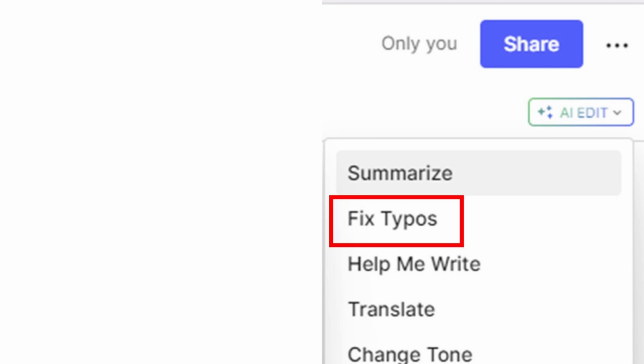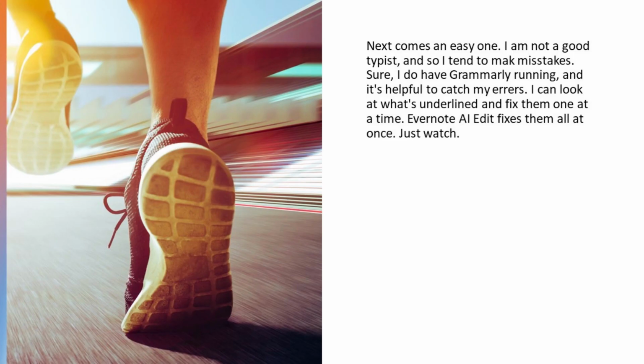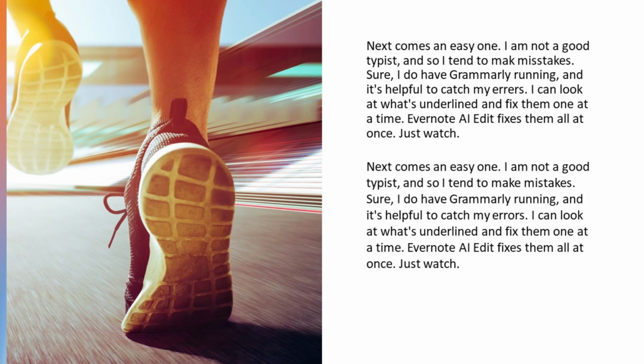I am not a good typist and I tend to make mistakes. Now, sure, I do have Grammarly running and it's helpful to catch my errors. I can look at what's underlined in red and fix them one at a time. But Evernote AI Edit fixes them all at once. Just watch. If you're enjoying this content on the podcast, I encourage you to watch the video where you see the paragraph I highlighted and what Evernote AI Edit did with that paragraph to fix my typos.